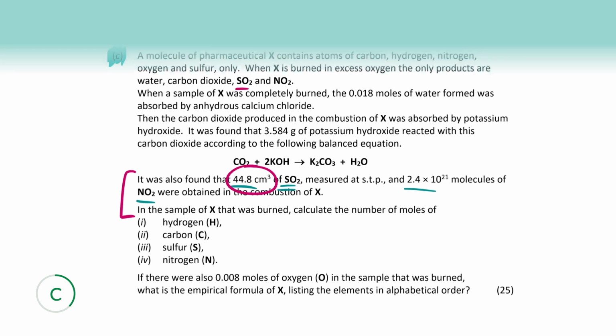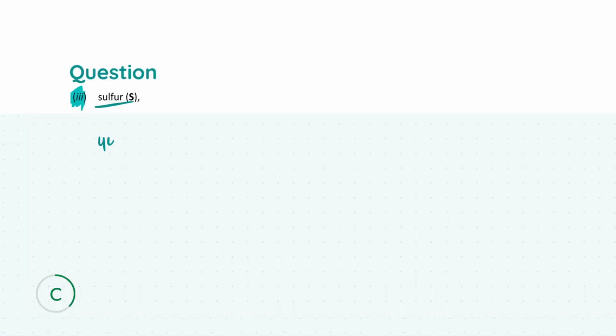So writing that down here, what we know is there's going to be 44.8 centimeters cubed of this sulfur dioxide. That's all well and good, but you might be asking yourself, how am I actually going to convert this to moles, or how am I going to take this a step further? Well, what we do know is that this was measured at STP, or standard temperature and pressure. And what that basically means is we're able to use something known as the molar volume, and hopefully you've come across it before, to convert between the volume of SO2 and the number of moles of SO2.